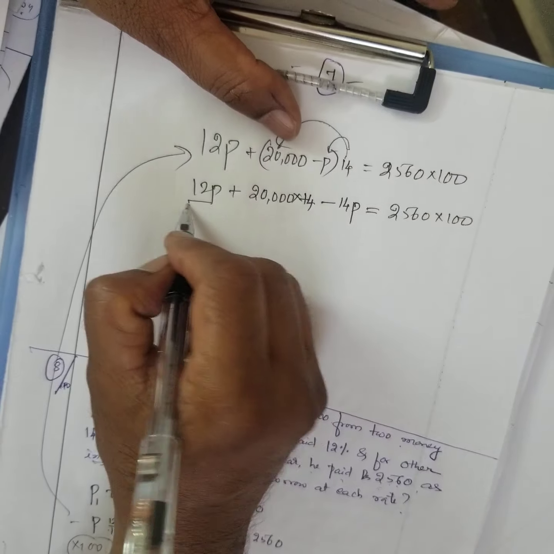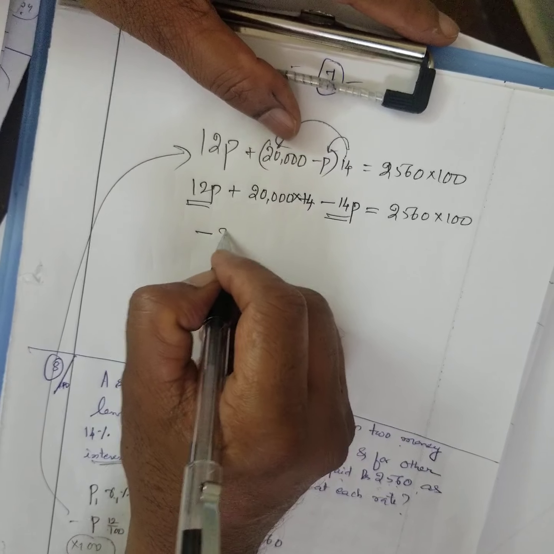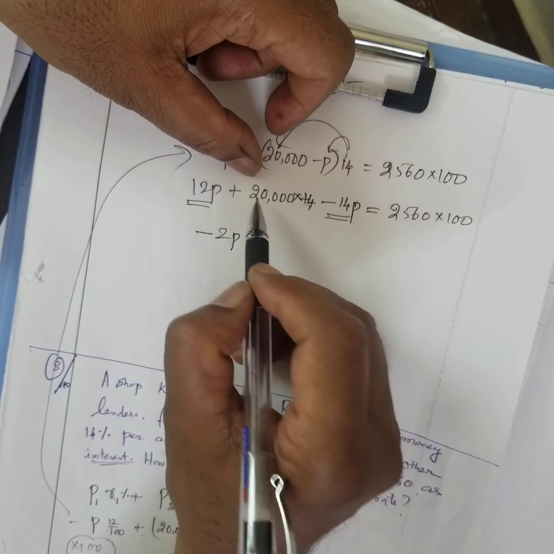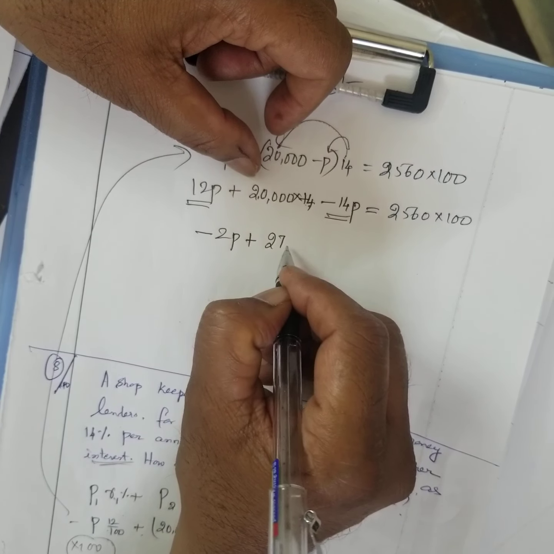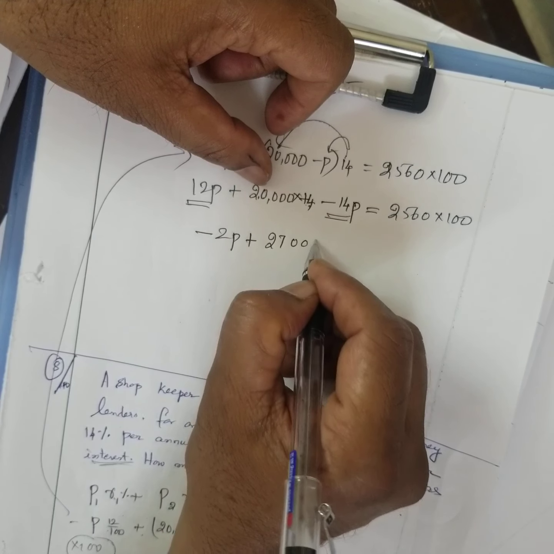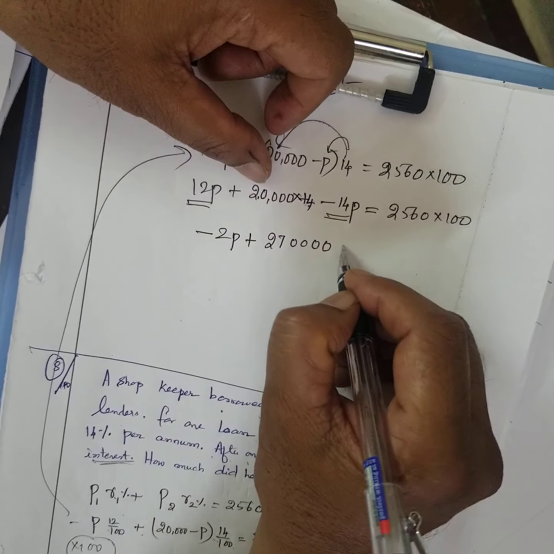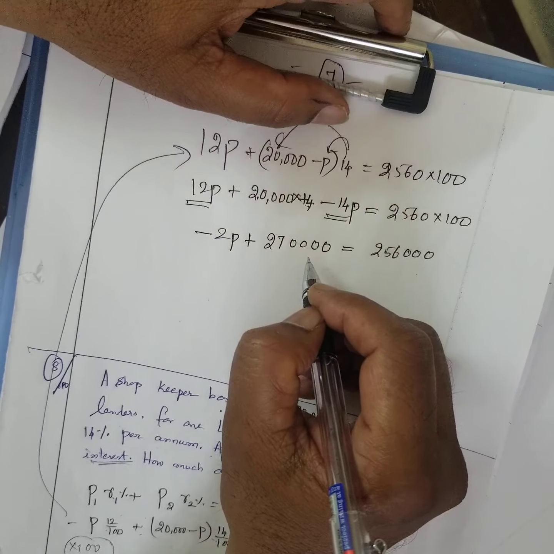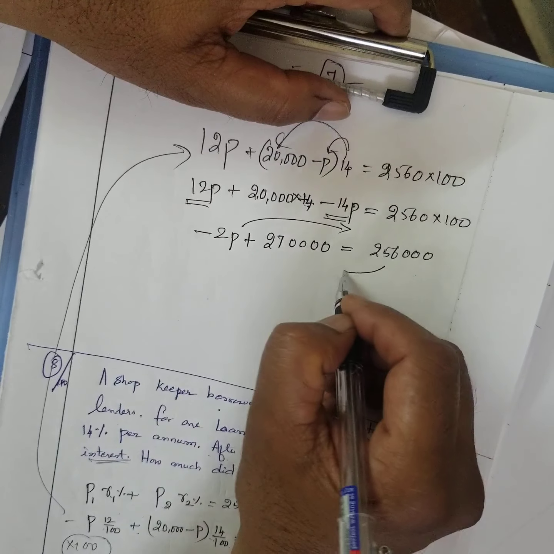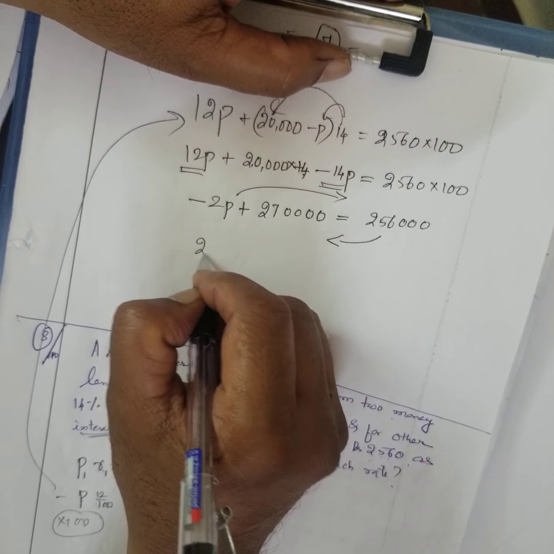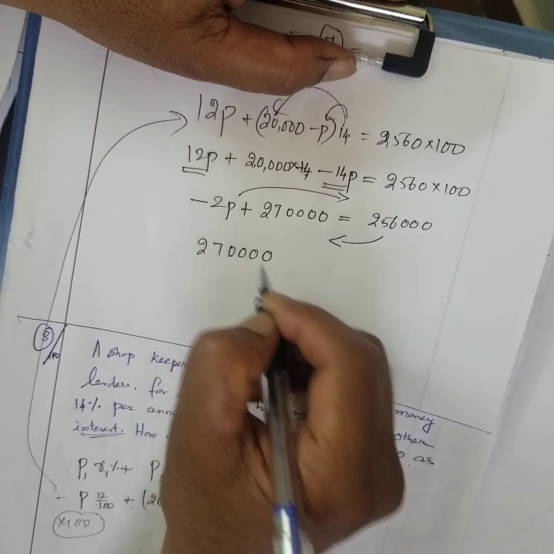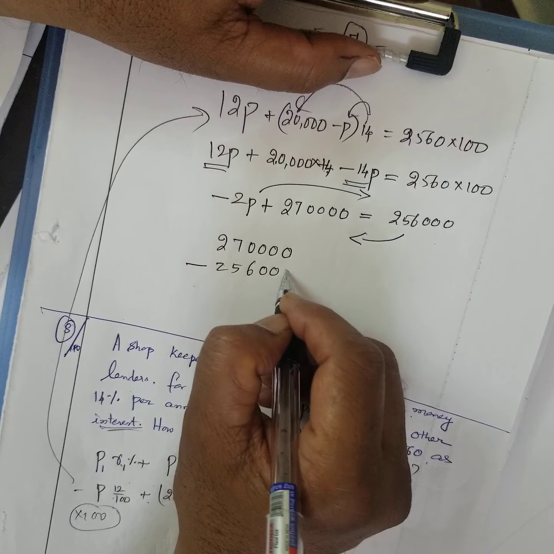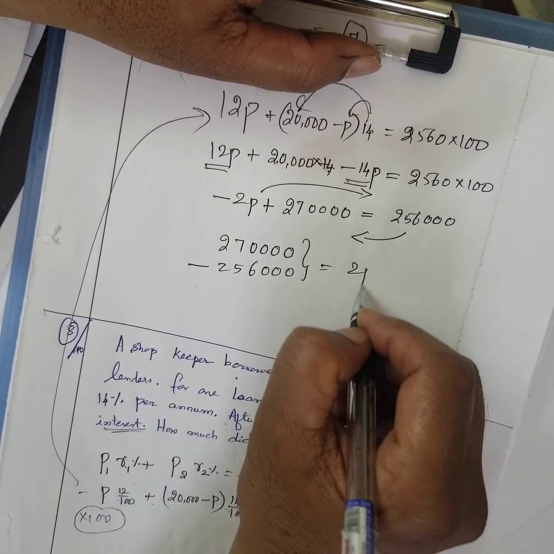What is this? 12p minus 14p, you will get minus 2p. Minus 2p. 14 into 2, 27,0,0,0 is equal to 256000. Right? You send this side, you bring this side. Therefore, 271234 minus 256000 is equal to 2p plus 2p.